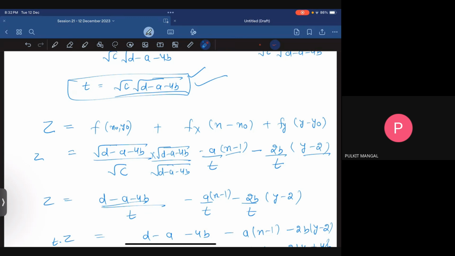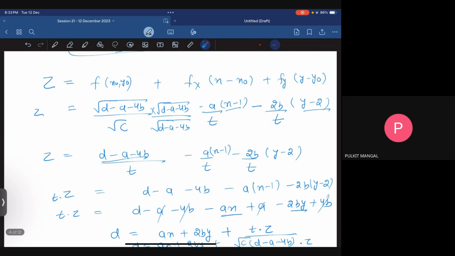Now, in the function value that I got, I am multiplying the numerator and denominator by the same term, that is, I'm multiplying the numerator with under root of d minus a minus 4b and also dividing by under root of d minus a minus 4b. This is not going to change my equation because this will cancel out and it will be again the same equation.